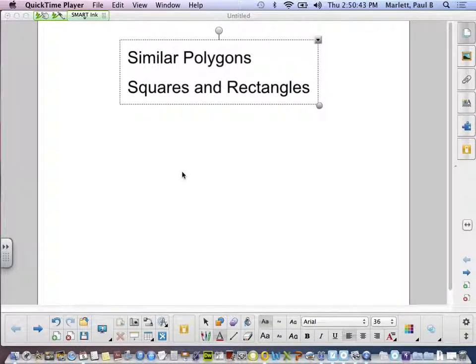Okay? So, last 10 minutes I have here, we're going to talk really quickly about something called similar polygons. Squares and rectangles is going to be your first assignment for this week. So on the top of your graph paper, you want to write down similar polygons, squares, and rectangles. Do that now.